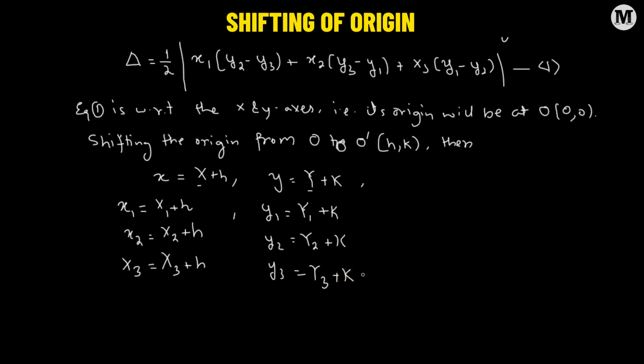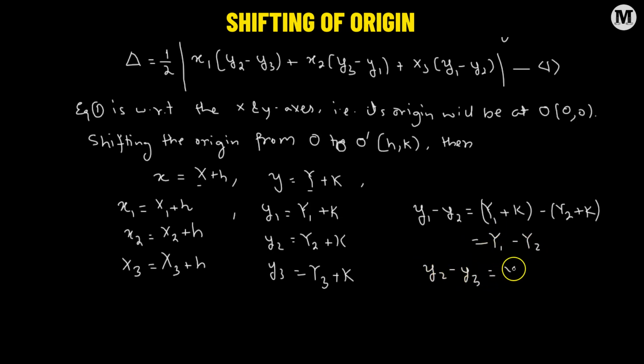Now we'll substitute these values of x1, x2, x3, y1, y2, and y3 into equation number 1. But before doing that, let's do one more thing. Let's find out the value of y1 minus y2. Clearly, y1 minus y2 is Y1 plus k minus Y2 plus k. When I simplify this, we get Y1 minus Y2. Similarly, for y2 minus y3 we get Y2 minus Y3, and for y3 minus y1 we get Y3 minus Y1. So let's substitute these values back in equation number 1.